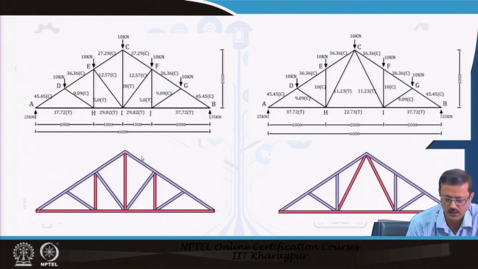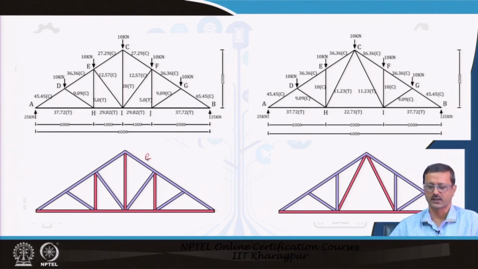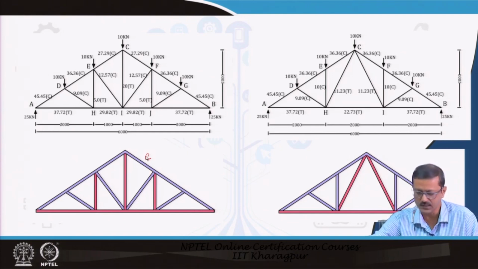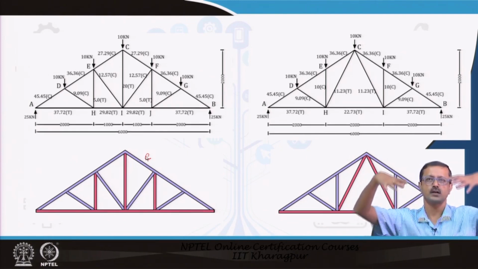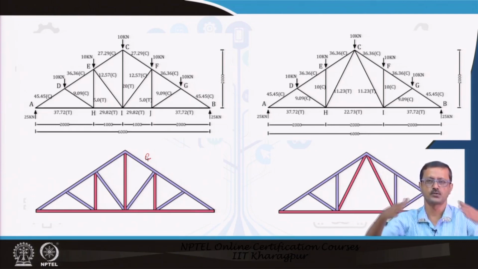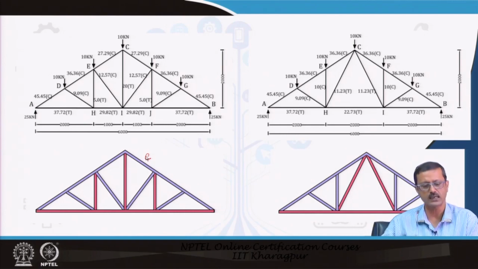So, those are the compression members, and the red color members are the tension members. You see in these trusses also, it is behaving like a beam. As you know, if you put the load from the top, a beam bends, and due to the bending, the topmost portion comes under compression and the bottom part of the beam comes under tension. It is something like that.